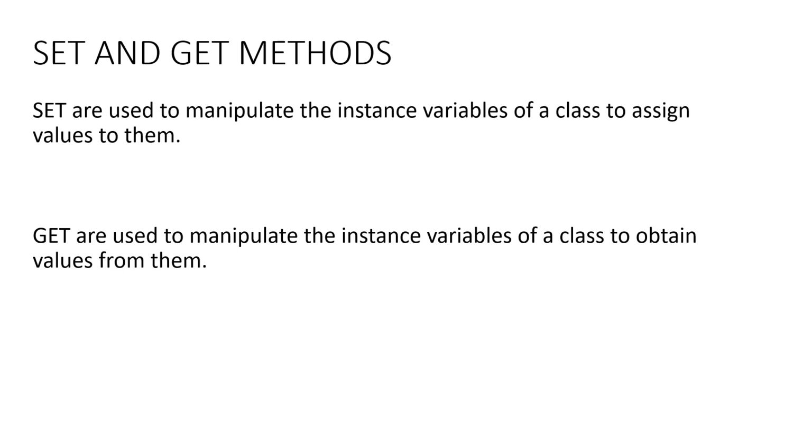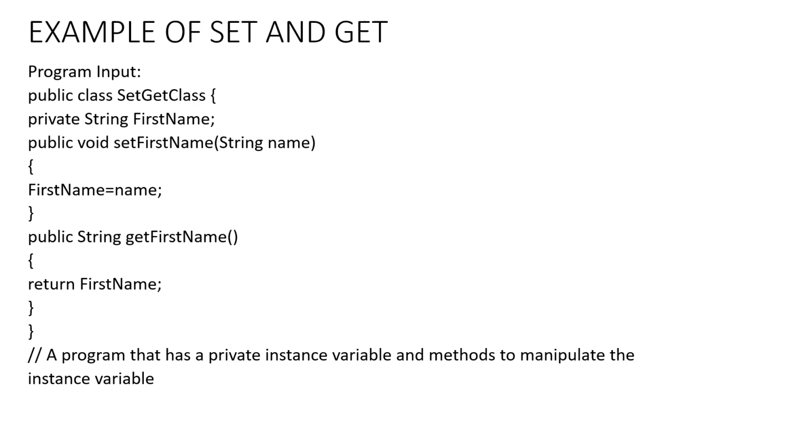We have also talked about this in study section 1. Gets are used to manipulate the instance variables of the class to be able to retrieve, or we say obtain, values from them. Now let's look at an example where we'll understand how set and get methods operate.